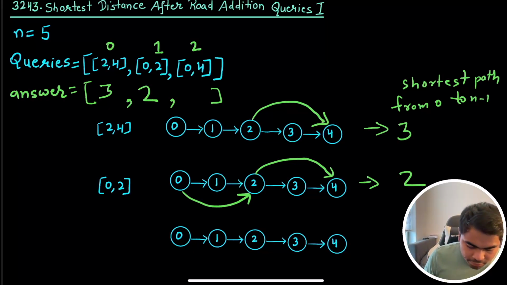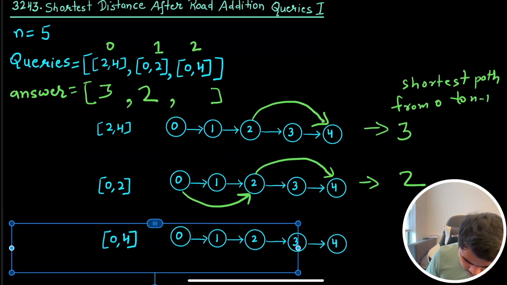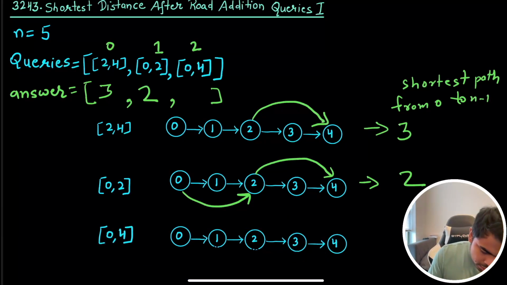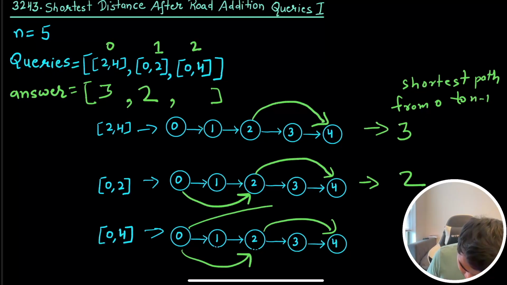So the shortest path from 0 to n minus 1 would be 2 now. How about if I add this third query to my graph? So if I'm adding this, that means these two edges are already part of it. These two are already part of it. And then I'm adding 0 to 4. So 0 to 4 would be this.